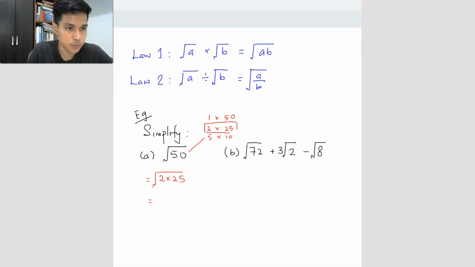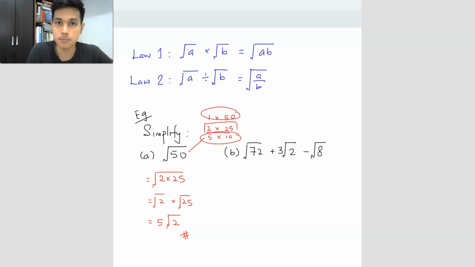The 2 times 25, I'm going to break it to become surd 2 times surd 25. Why am I doing this? Because this one I can solve. Square root 25 is 5. So I get 5 surd 2. That's it. That is why I didn't choose the first and the third options, because both of these will not help me simplify the surd. So that's why I did that.